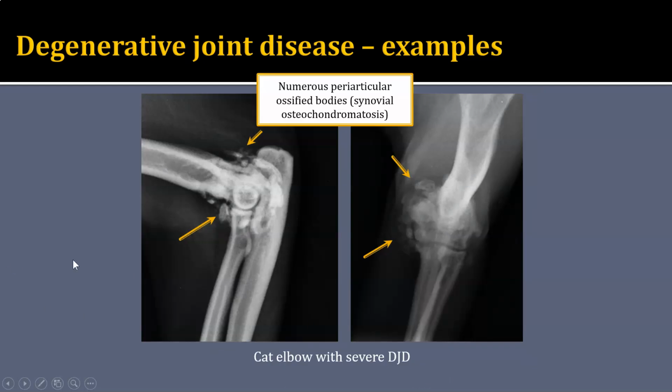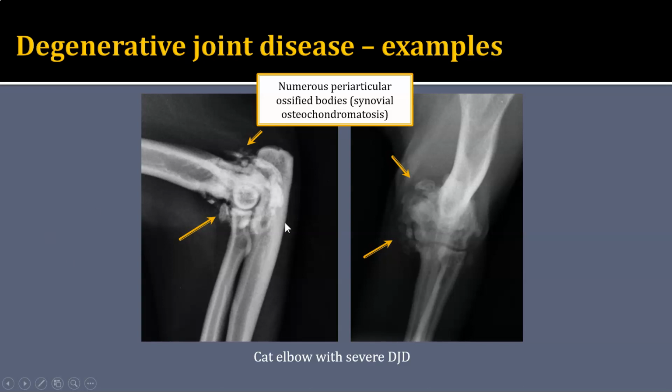Here's an example of a cat, and cats certainly get degenerative joint disease as well. And in fact, in cats especially, it seems like their shoulders, their elbows, and their stifles get a lot of these periarticular ossified bodies. So again, the nonspecific term would be joint mice.